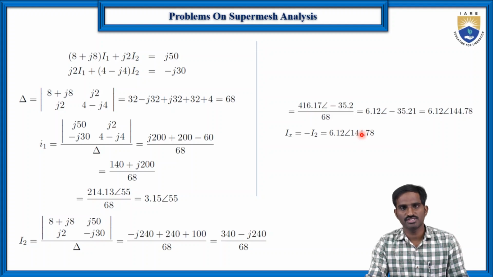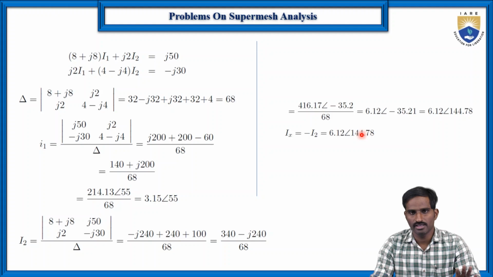In this mesh analysis, we have covered almost each and every case, like 2 loops, 3 loops, and 3 loops with current source. And suppose you have more than 3 loops, is there any possibility to convert into 2 loops by applying source transformation? That case also we have considered. And another case like the supermesh analysis, with respect to the 2 loops and with respect to the 3 loops.